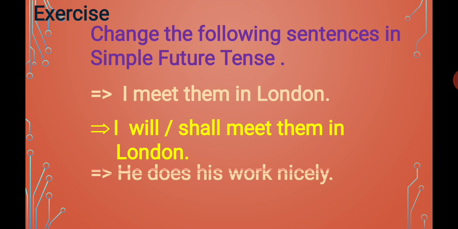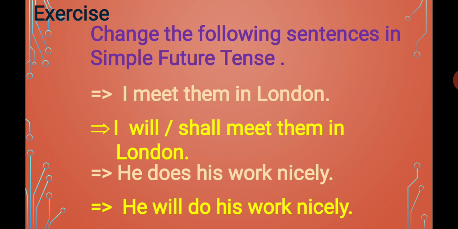Let's see the next sentence. He does his work nicely. It is also in simple present tense. Then what will we do? We write first he, then we add will, then the root form of does, which is do, his work nicely. So what will be the answer? He will do his work nicely. Understand?